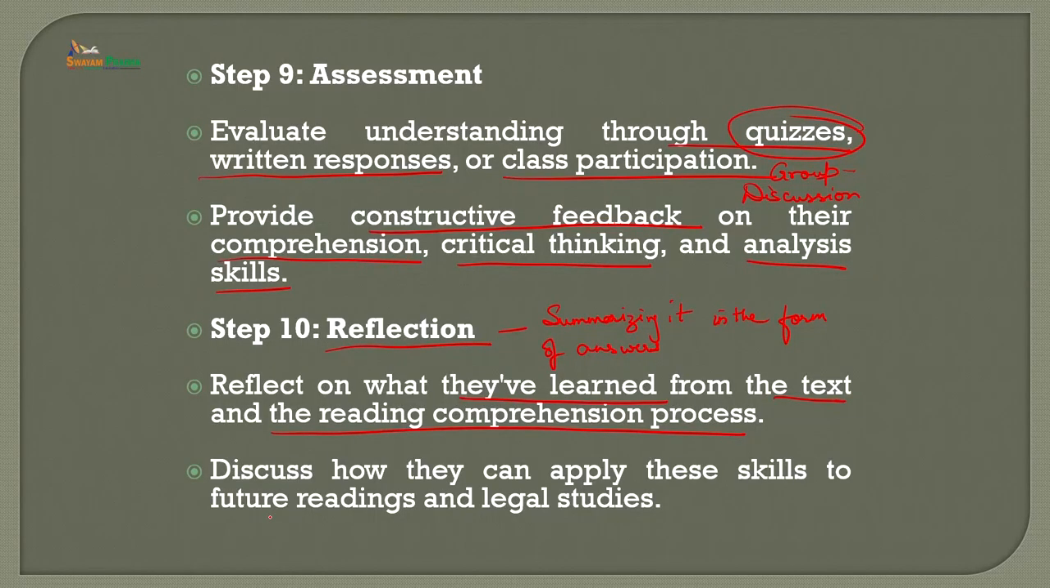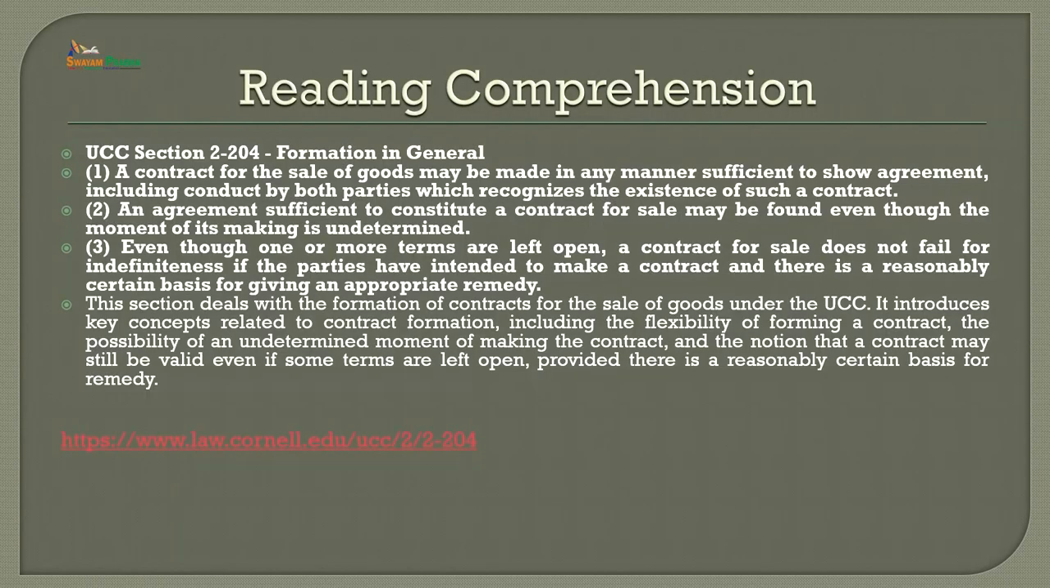Then discuss how they can apply these skills to future readings and legal studies. So, if you have understood Shyam Bhadauria's case, suppose taken as an example, Jaishankar and Shyam Bhadauria's case, you should try to implement or find some other case law which can be used as a legal precedence to prove this point, to prove that Jaishankar is innocent or he is the culprit. So, you have to find several similar type of cases to prove it. Further, after that, reading comprehension for your practice.